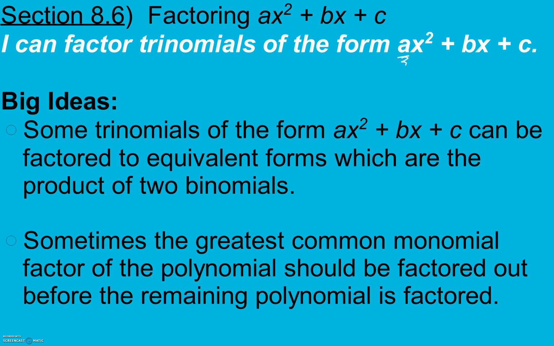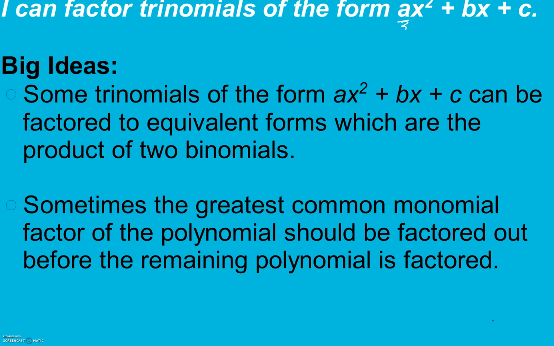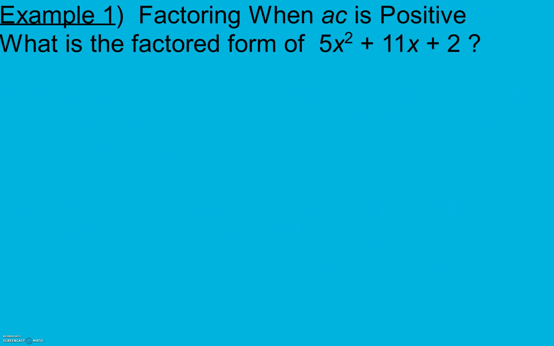So we're going to use what's called the swing method here. There are a lot of different methods you can use; that's just going to be the one that I use today. Big ideas for this section: some trinomials of the form ax squared plus bx plus c can be factored to equivalent forms, which are the product of two binomials. And sometimes the greatest common monomial factor, or the polynomial, should be factored out before the remaining polynomial is factored. In example 1, we're going to factor when AC is positive.